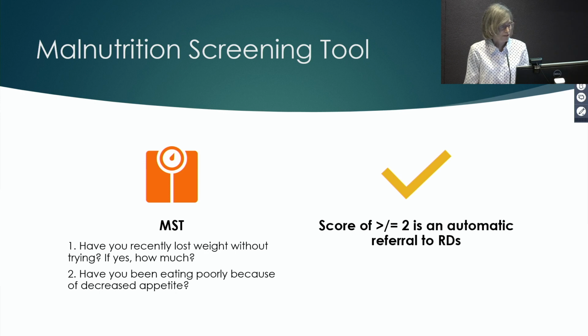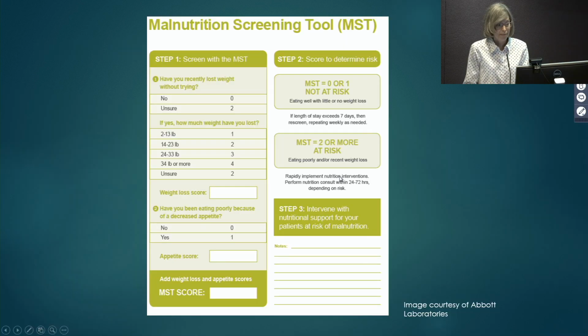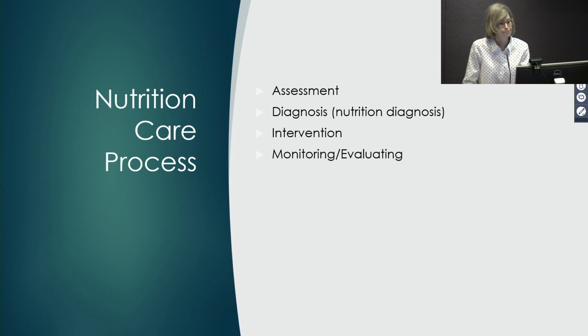So we asked two questions. Have you recently lost weight without trying? And have you been eating poorly because of a decreased appetite? If the score is 2 or higher, it's an automatic referral to us. This is actually what the tool looks like. It's in its original form, so you can see that for each increment of weight loss, you get more points. So it's not hard to get to 2 points or more. The wonderful thing about our EPIC system is the nurses don't have to put in a referral or score it at all. They just answer the questions, and EPIC does the rest and gets a referral right to us.